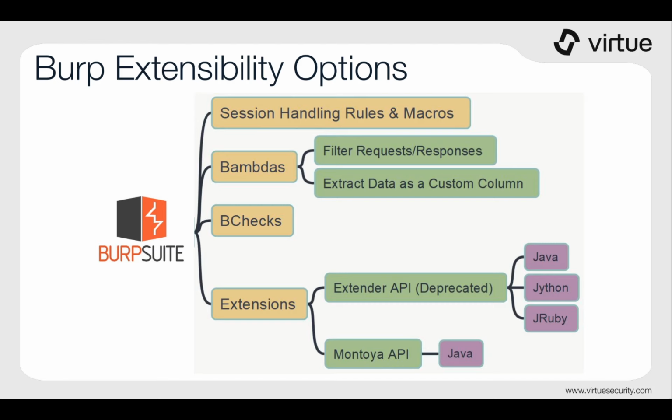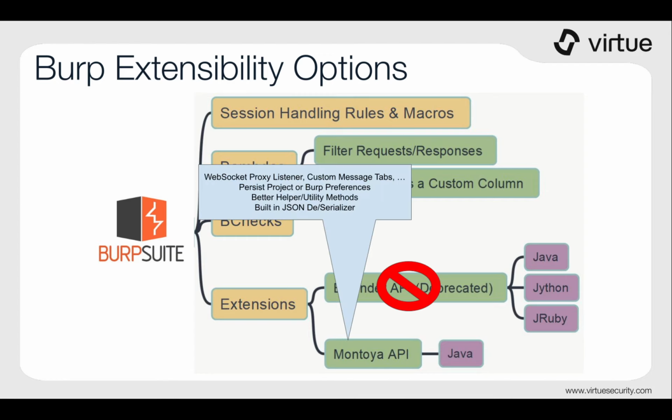There is an older extender API. It's been deprecated. It's no longer receiving new features. And it actually lacks a number of features around WebSockets, around some better helper and utility methods, JSON deserialization, saving settings to the project or Burp Suite itself to be remembered the next time you open it, and things like that. And a lot of people are familiar with the extender API because they wrote a lot of their plugins in Jython. Ended up being pretty popular.